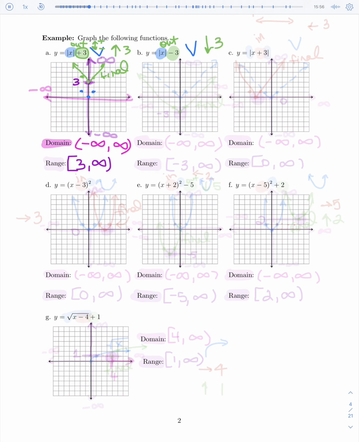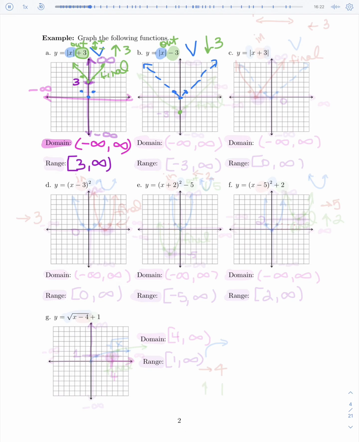So we'd start with our original V shape, which goes through 0, 0, 1, 1, negative 1, 1, and looks kind of like this. Doesn't have to be perfect. This is just my sketch of the original V-shaped absolute value graph. Now what we're going to do is, because of the minus 3, we're going to shift the whole thing down 3, which means that the point that was at 0, 0 is going to be down at negative 3 now.